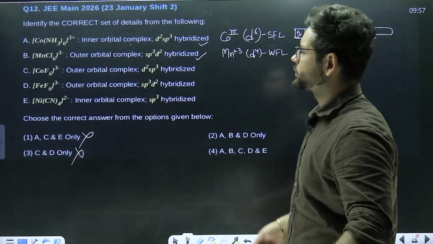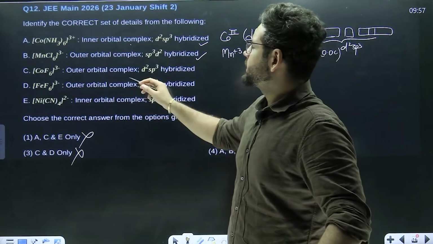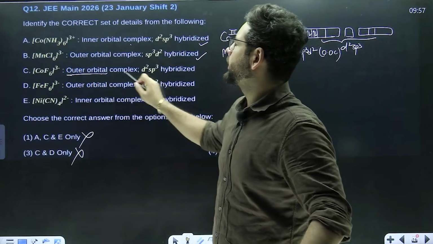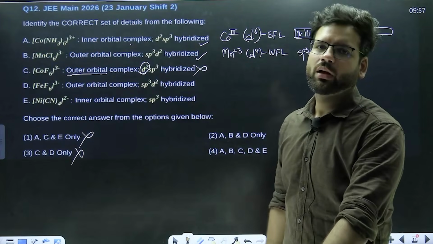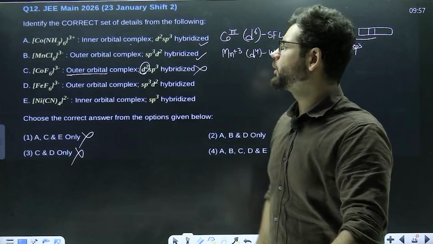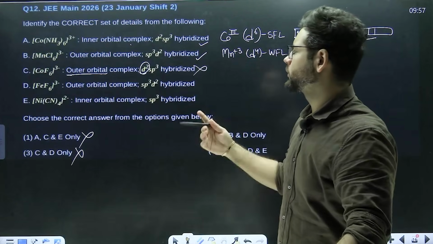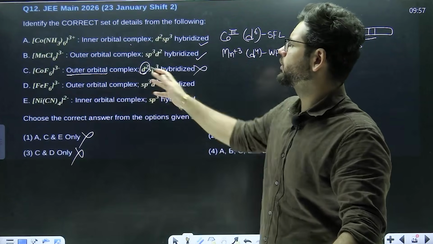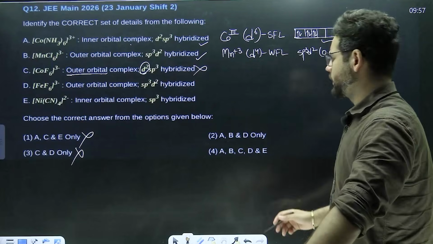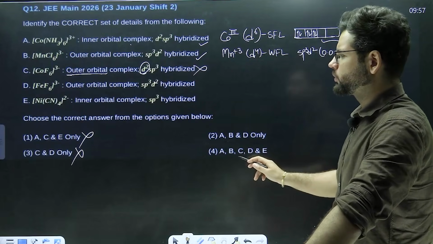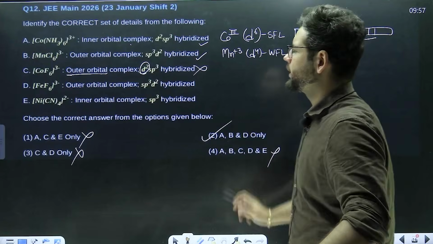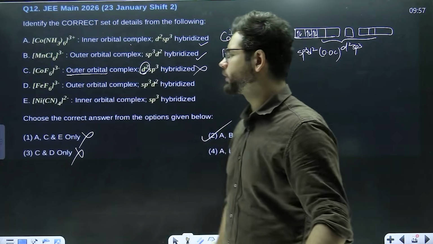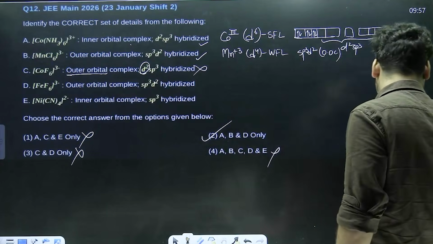Now let's check for C. See carefully. They are saying outer orbital and then they are writing D2sp3. Obviously, it is not possible. How can outer orbital be D2sp3? D2sp3 has to be inner orbital. So it's a wrong statement. Either this is wrong or this is wrong. You can check it. So C is wrong. So this option also goes out of the picture. So the answer is A, B and D only. Okay, you can check for the D and E. A, B and D will be the answer.